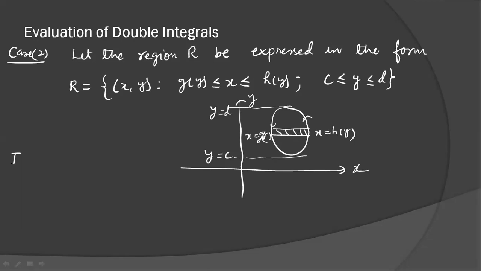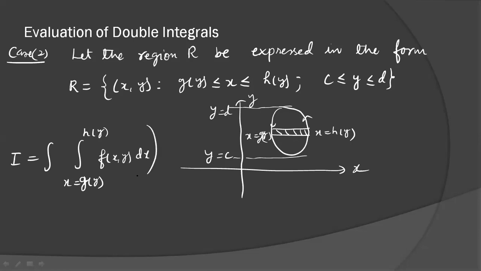Now how to evaluate here? We will evaluate variable limit always first, then x is from g(y) to h(y), f(x,y) dx. We will evaluate this integral first, then we will integrate with respect to y, and y limit is from c to d. In double integration, always remember at least one limit is constant.